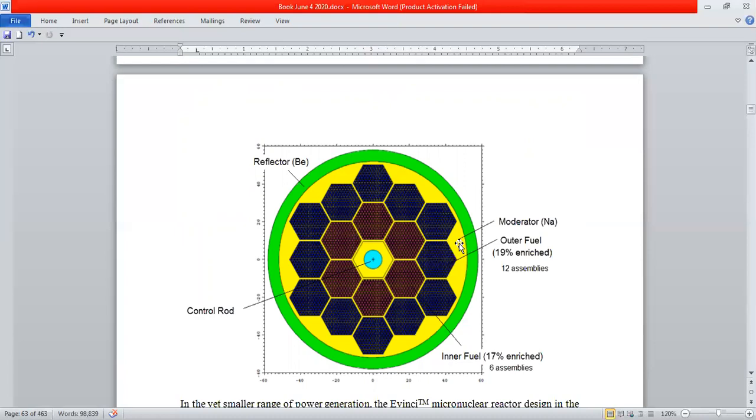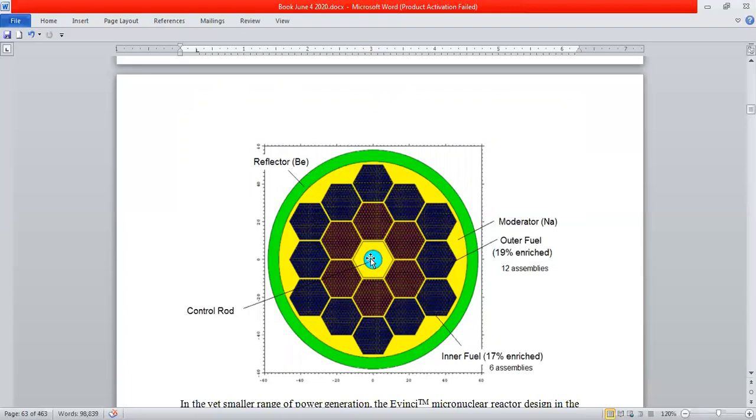So sodium is well, you don't need to moderate it that much, but sodium is also a coolant over here, and you've got 6 hexagons in here, and you've got 1, 2, 3, 4, 5, 6, 7, 8, 9, 10, 11, 12 hexagons at the outer periphery. Now, these have fuel rods, and the green is the reflector beryllium, so that when neutrons are escaping, it reflects them back.